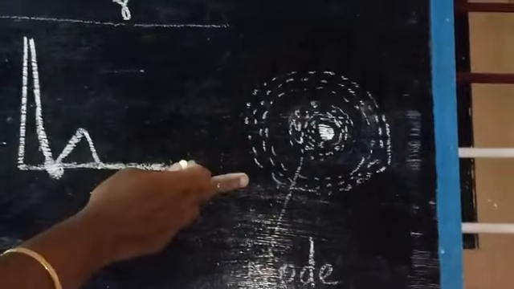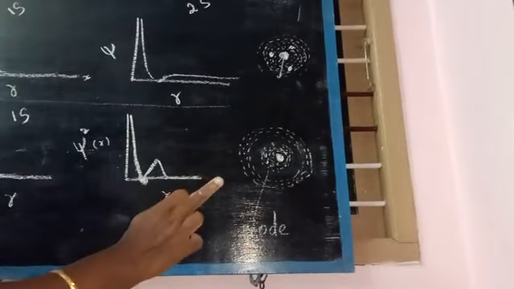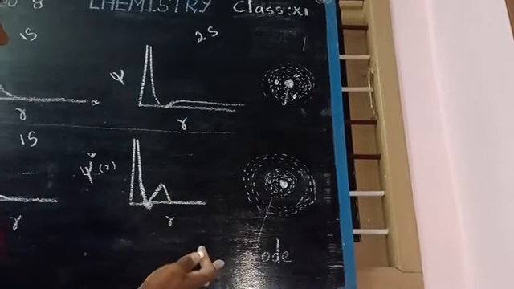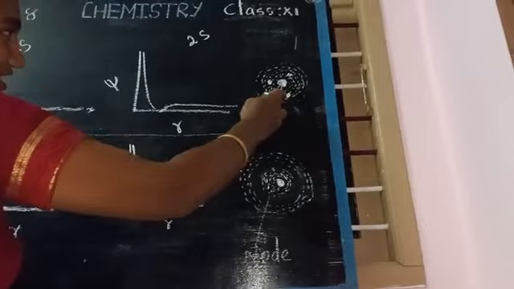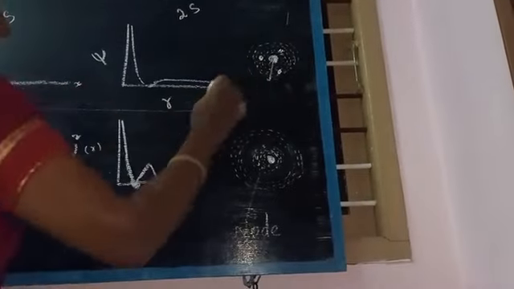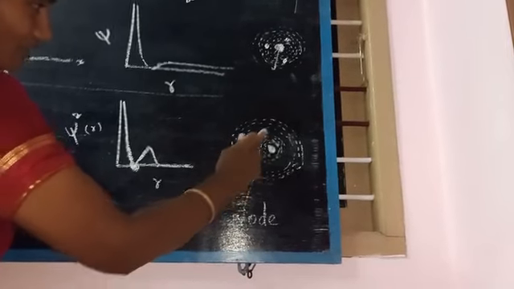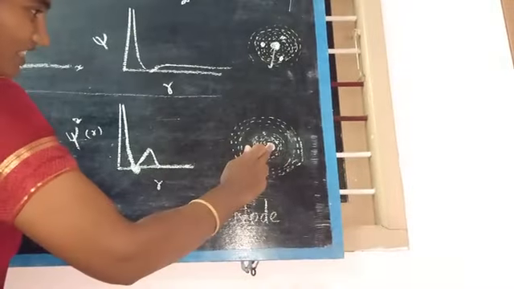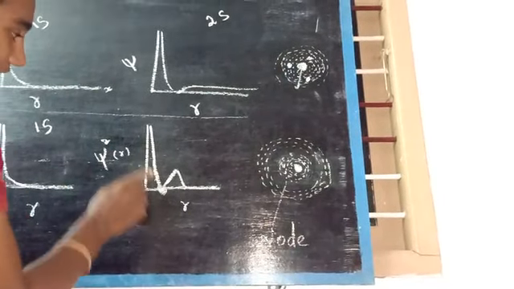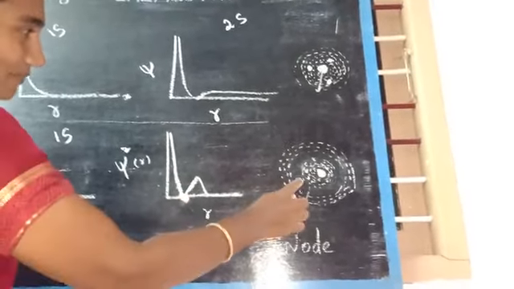Next one is the 2s orbital. Compare the structure: the size increases. This one is for 1s. Near the nucleus the number of electrons is more, so the electron density is more. As the distance increases, the probability of finding the electron decreases. In the same way here, this is the nucleus for the 1s orbital, so the electron is closer to the nucleus and the probability density is more. See here, it reaches a point denoted as the node, where there is no electron.